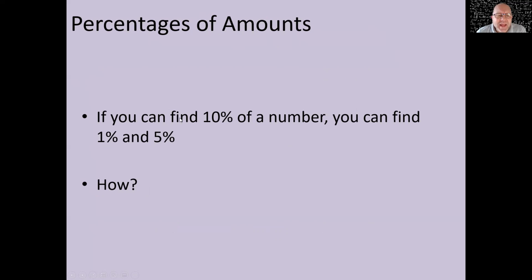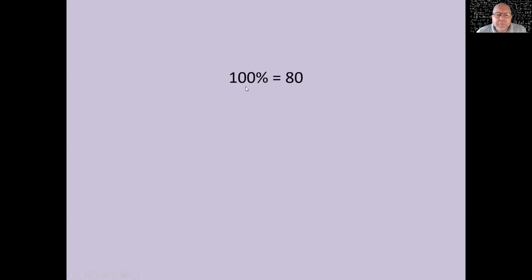So if you can find 10% of a number, then you can find 1% and 5%. But how? Well, 100%, the whole thing is 80.